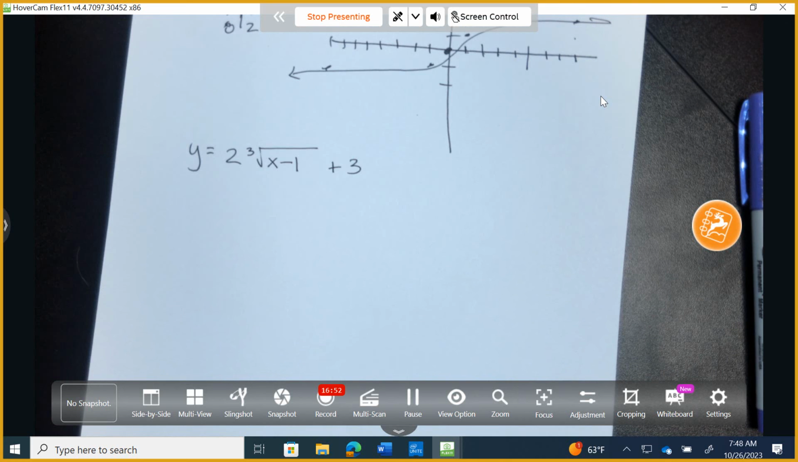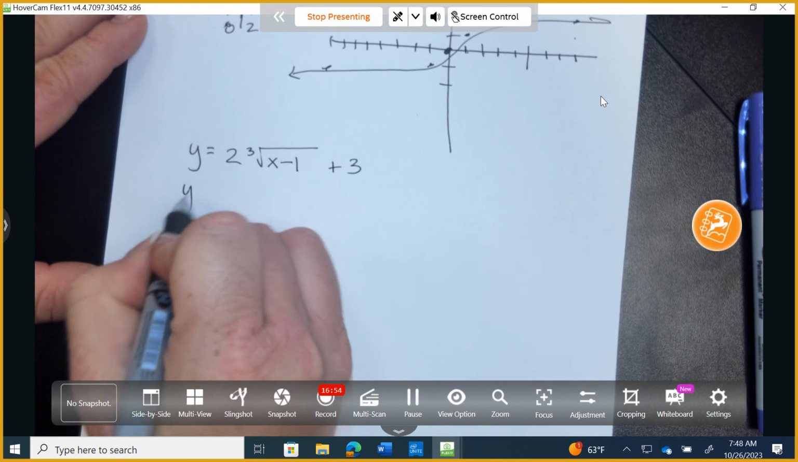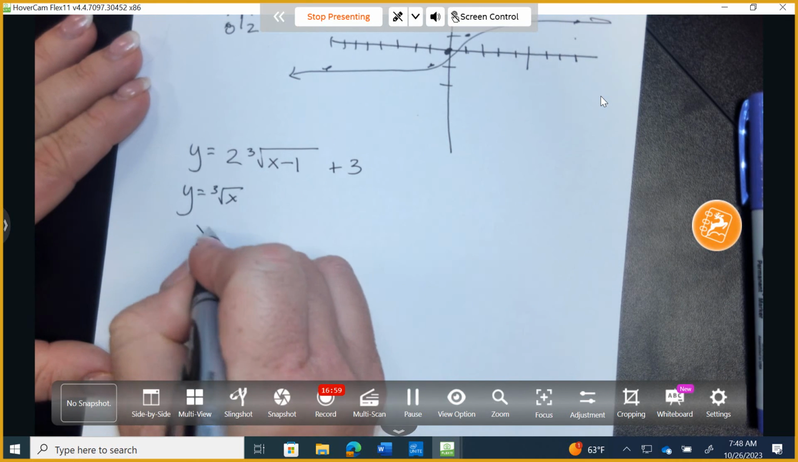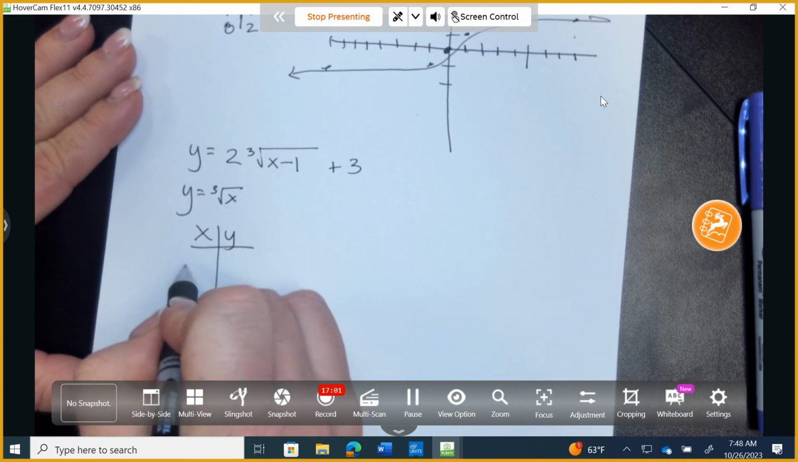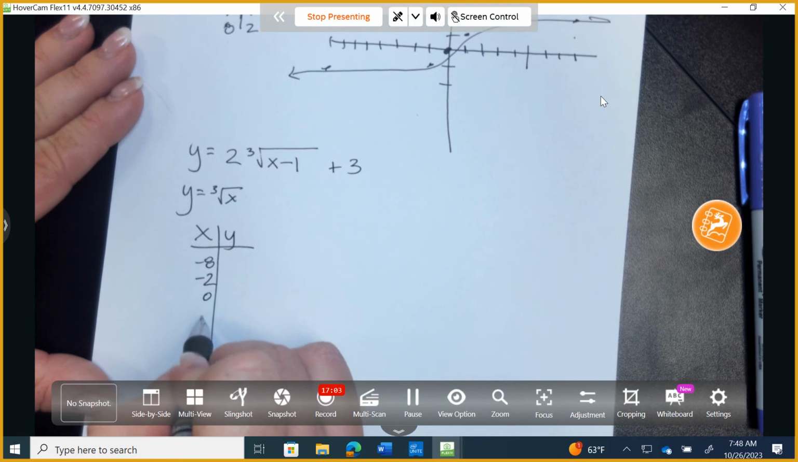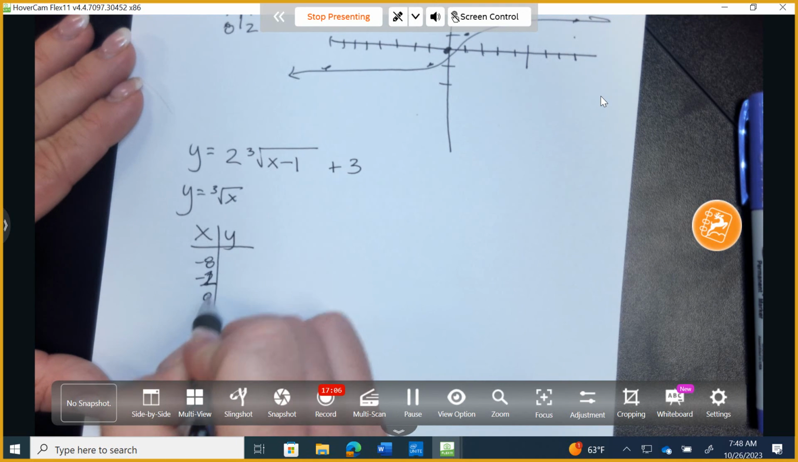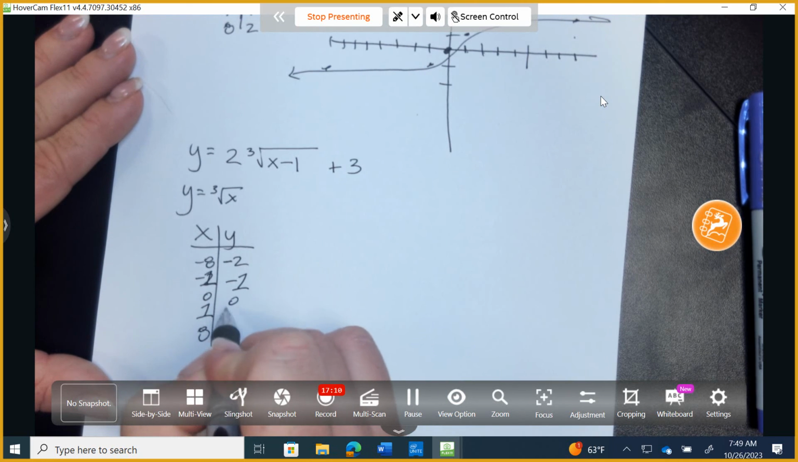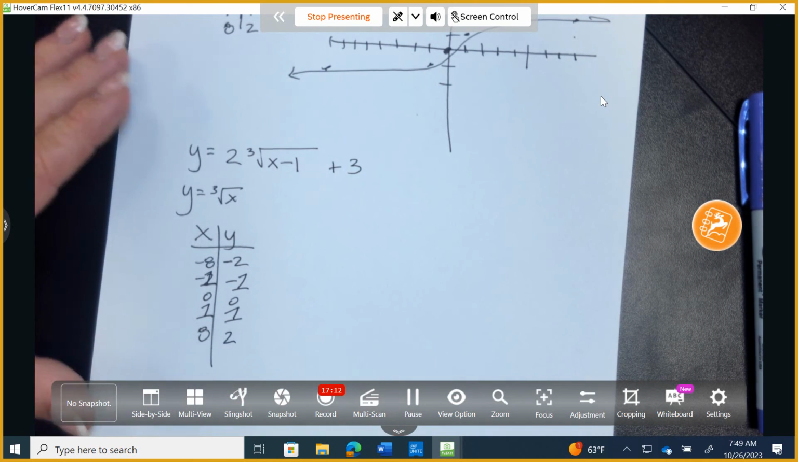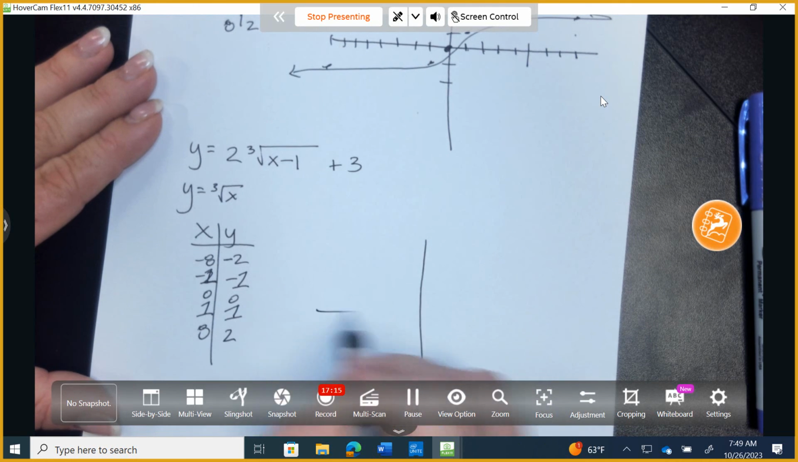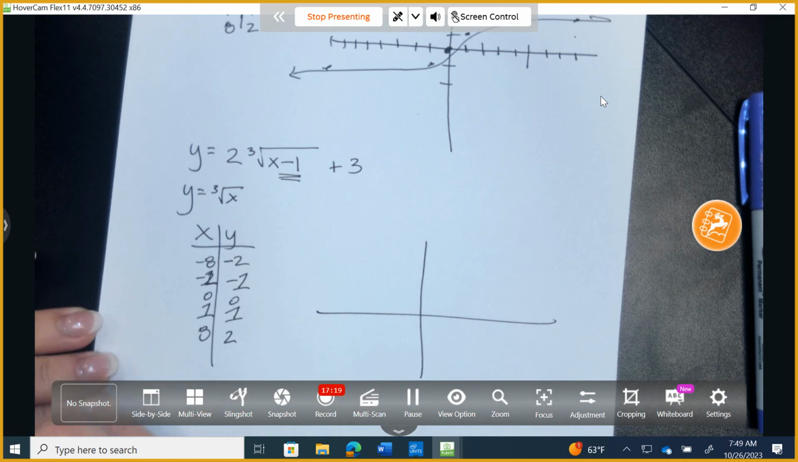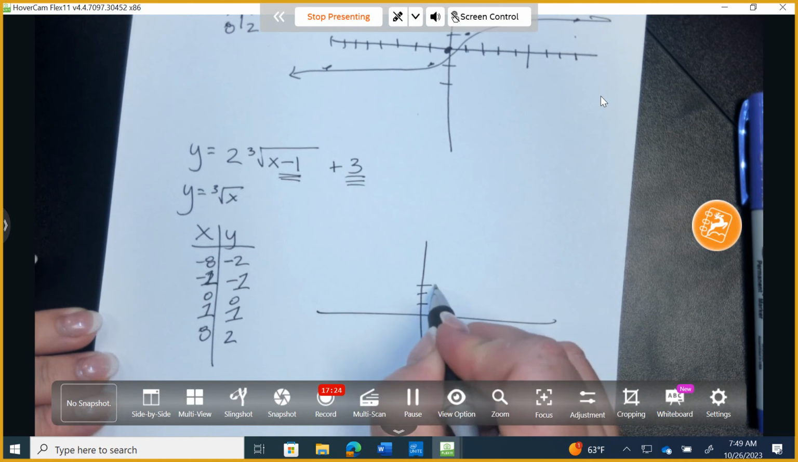Okay. All right, so the first thing I do is identify what is the most basic function, and this is a cube root function. Please don't talk when I'm talking. And then I'm putting in the most basic points: -2, -1, 0, 1, and 2. All right, so the next thing we're going to do is identify that horizontal shift. I'm going to go to the right 1, and I'm going to go up 3. Right 1 and up 3.